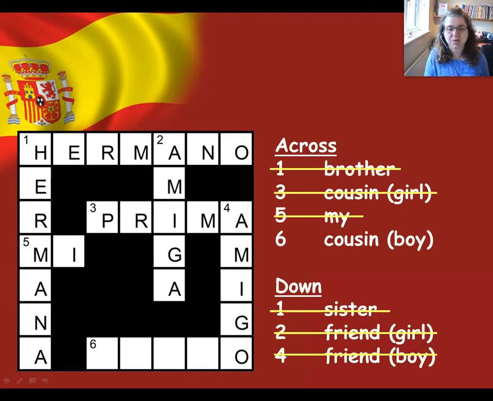And that just leaves us with six across. Six across, the clue says cousin who is a boy. So what's going to go into six across? That's right, primo. Well done. Do you enjoy doing crosswords?